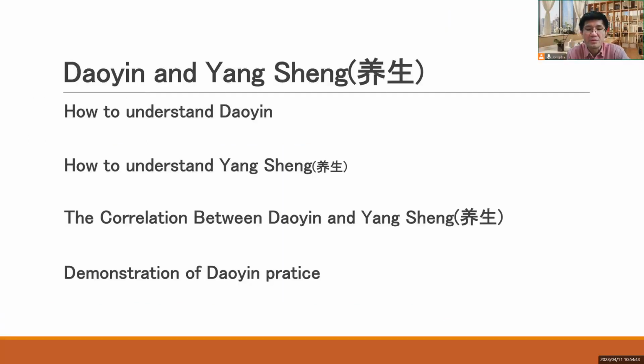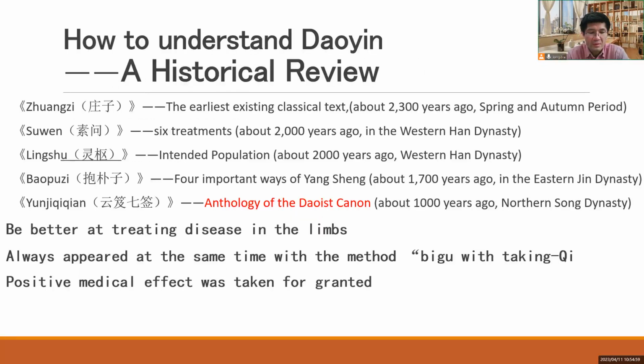The following speech includes 4 parts: how to understand Daoyin, how to understand Yangsheng, and the correlation between Daoyin and Yangsheng. Then at last, some demonstration of Daoyin practice. First, how to understand Daoyin will be explained from 3 aspects: the literature, in other words, a brief historical review; the meaning of the Chinese characters; and some conclusions.